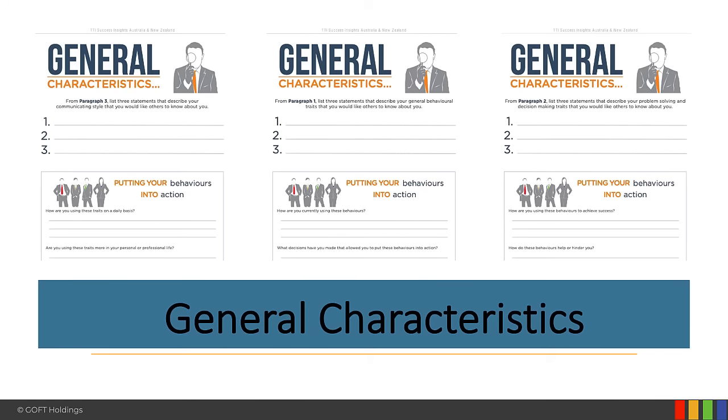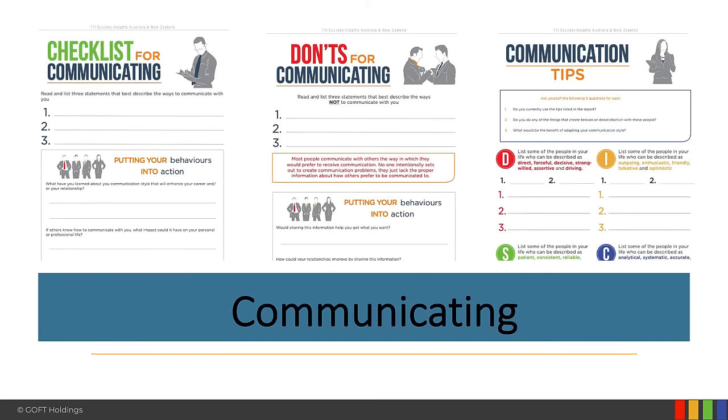So in the case of general characteristics, it says, list 3 statements that describe your communicating style that you would like others to know about you. So they list the 3 of them, and it says, putting your behaviours into action. So how are you using these traits on a daily basis? Are you using these traits more in your personal or professional role? And when I've done that, I explain that page to them.